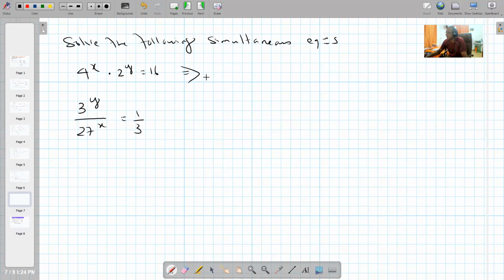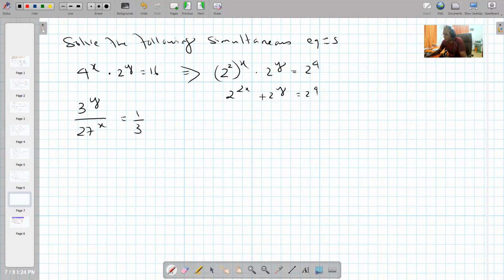the whole equation as one number to the power of the same base. We have 2 to the power of y, so the smallest base is 2. We express 4 in terms of 2, so 2 to the power of 2, to the power of x, times 2 to the power of y, is equal to 2 times 2 times 2 times 2, which is 2 to the power of 4. 2 times 2 is 4, 4 times 2 is 8, 8 times 2 is 16. So we get 2 to the power of 2x times 2 to the power of y is equal to 2 to the power of 4.